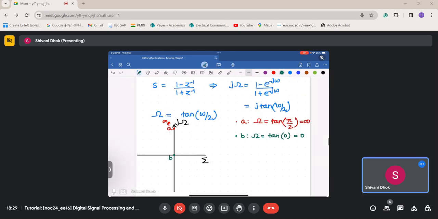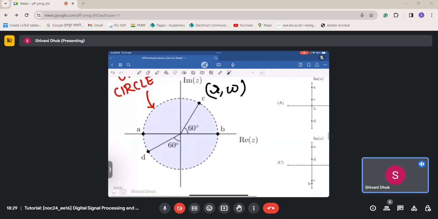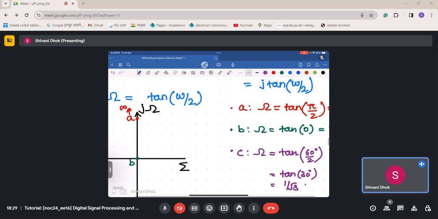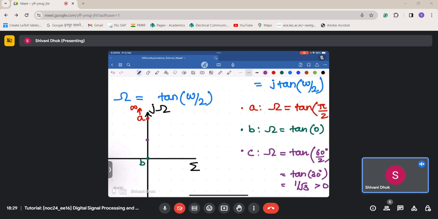Now let us look at C. C is located here, and this makes an angle of 60 degrees. So capital omega will be tan of 60 by 2 in degrees, which is equal to tan of 30 degrees. This comes out to be 1 by root 3. Since this is greater than 0, point C will lie somewhere here.